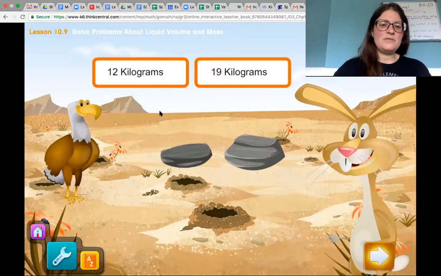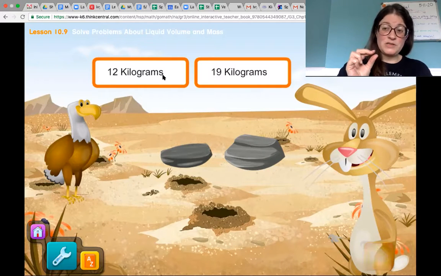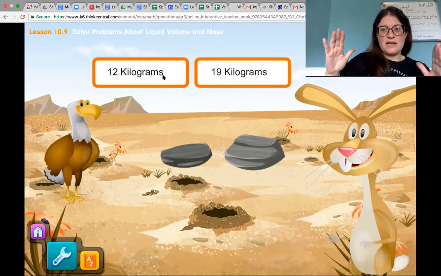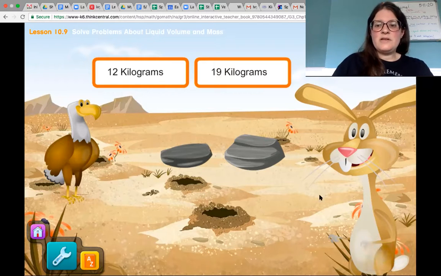All right, so you might remember us talking about this unit of measurement last week, kilograms. So remember that a gram is about the size of a grape. It's pretty small. And then a kilogram is 1,000 of those, like 1,000 grapes. So let's find out what it says in the video.